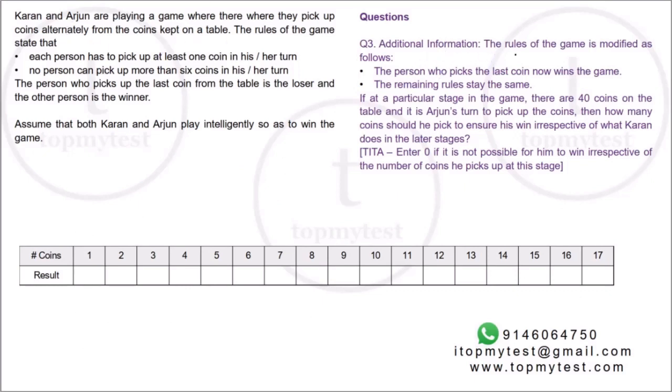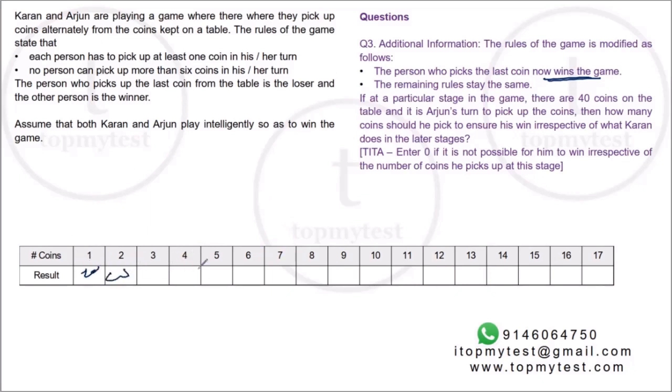Okay, question number 3. Now, this changes the rules of the game. Additional information says the rules of the game are modified as follows. The person who picks the last coin now wins the game. So now the game has turned. Everyone will now want to pick up that last coin. So even if there is 1 coin, you will pick that coin and you'll win.